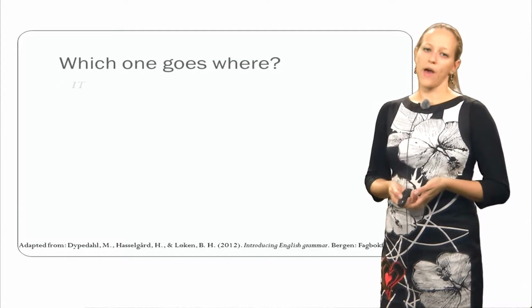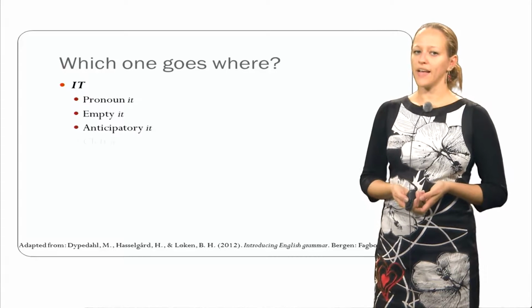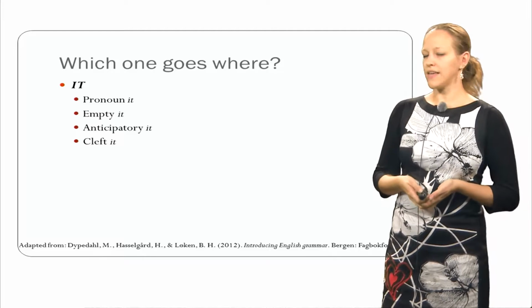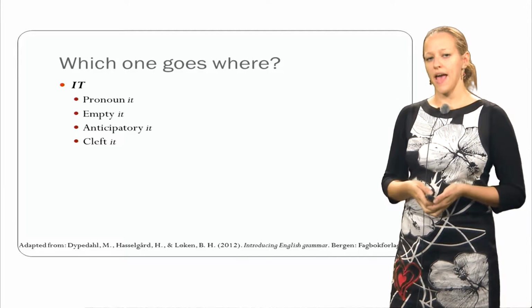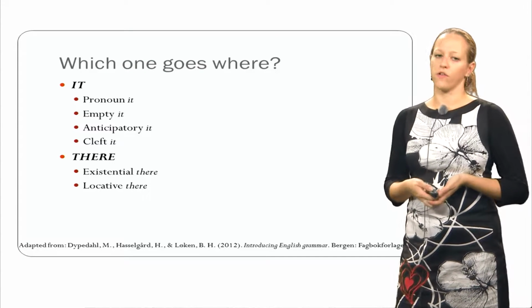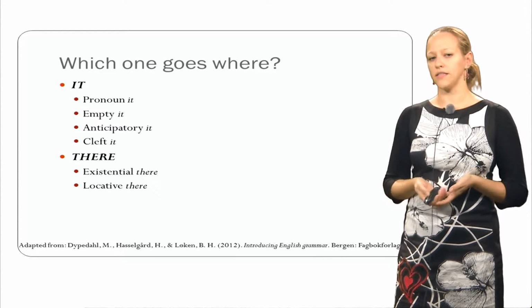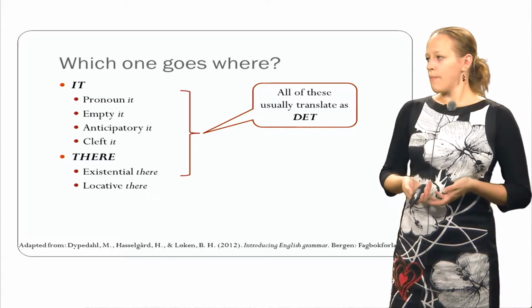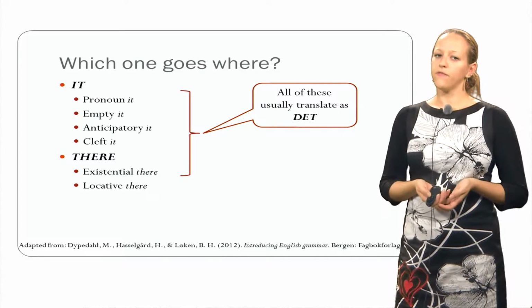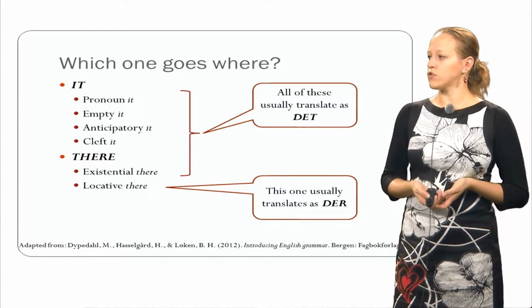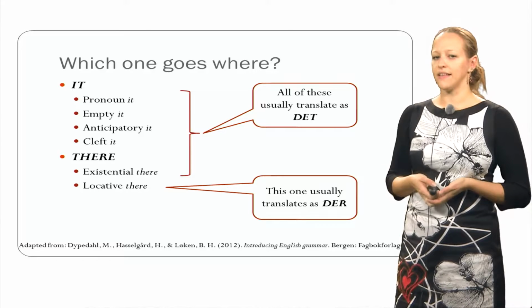So which one goes where? We'll first look at it, which comes in these 4 flavors: pronoun it, empty it, anticipatory it, and cleft it. And then we'll look at there, which has 2 flavors: existential there and locative there. You do not have to worry about the terminology, but I can already tell you that the first 5 are usually translated as det, while the last one is usually translated as der.